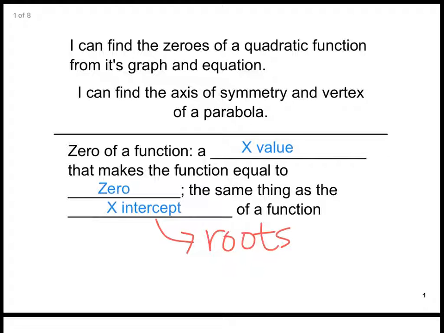So the zero of a function is finding the x value that makes the function equal to 0. It's the same thing as the x-intercept of a function, and sometimes it is also referred to as the roots of a function. So it's one of those things that has multiple names. You might hear roots, zeros, or x-intercept. They all are referring to the same thing.